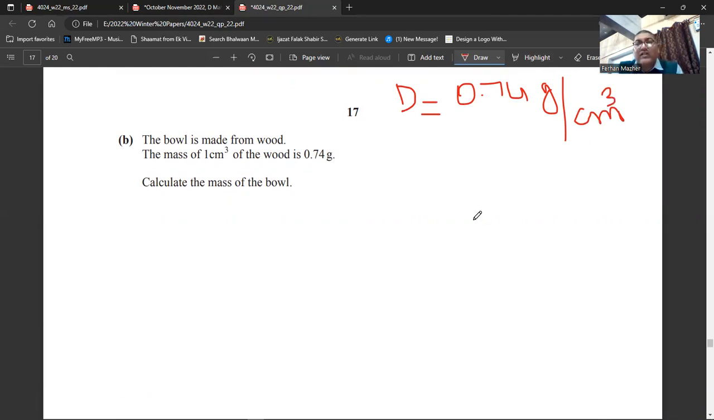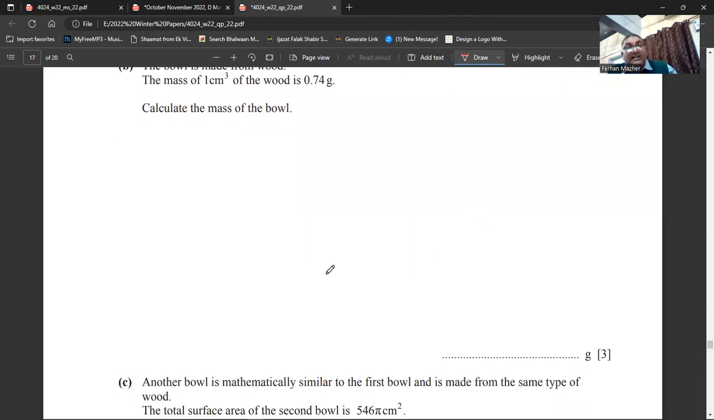Okay, so I need to calculate the volume of that wood which is used, and from there I can tell you the mass of the wood. So how many marks is it? There are 3 marks.